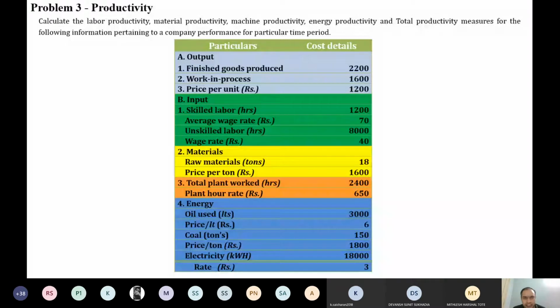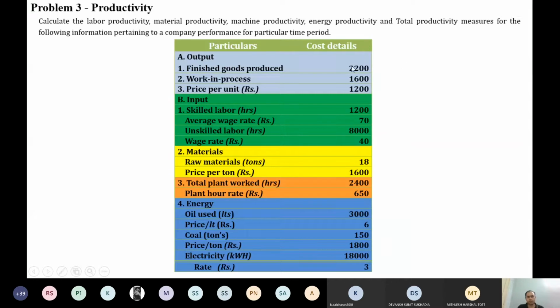The output data is given as the first, whatever you look here in blue color. If you go to see my cursor, you could find this. Here they have given the output, that is the finished goods product. We all know that productivity is output by input. So here all the output data is given to you in this table. So output is what? Finished goods products, right? There are 2200 in numbers, and work in progress is 1600. Price per unit is 1200.